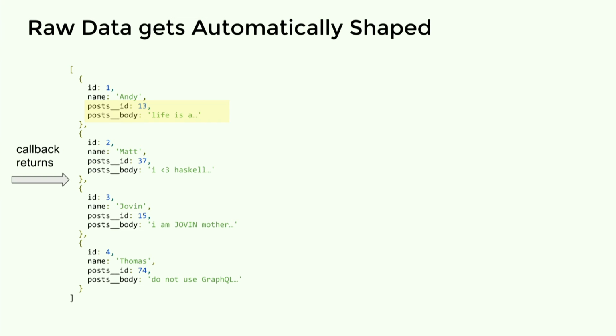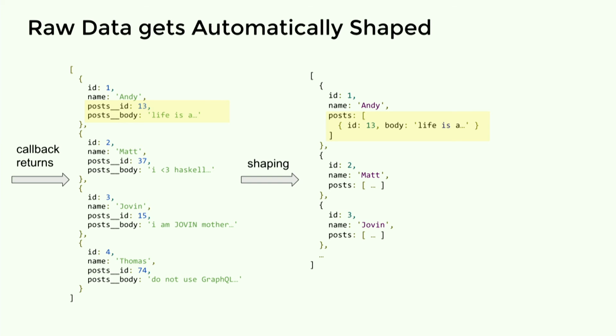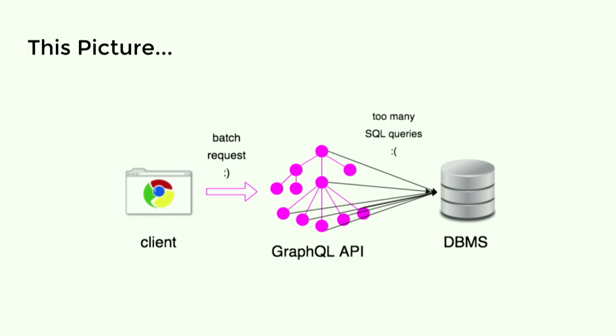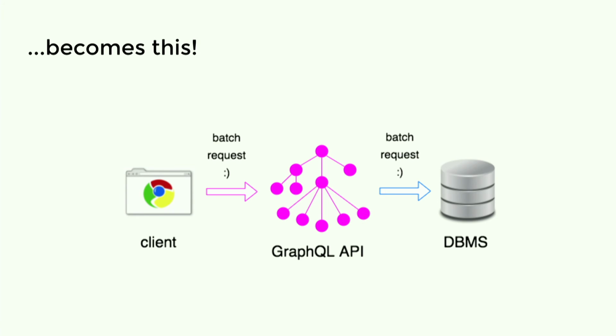And then once Join Monster has your raw data, it hydrates it, or it shapes it into that of your schema, so that after Join Monster returns, all of the child resolvers can find the data at the property names that it expects. And after that point, you don't need any SQL queries. It's all resolved, all the data is there. So what we've done is we've taken this picture and reaped the benefits of this batch requesting all the way down to the database layer.